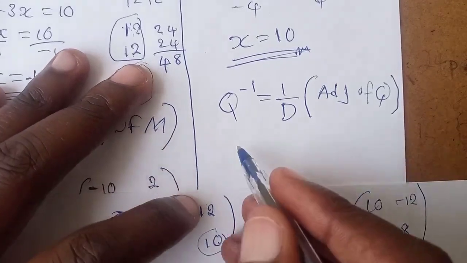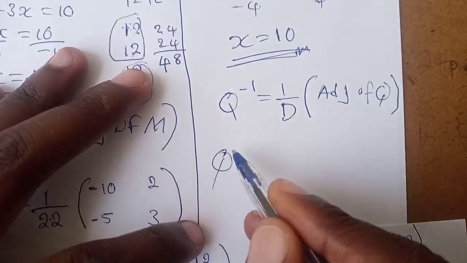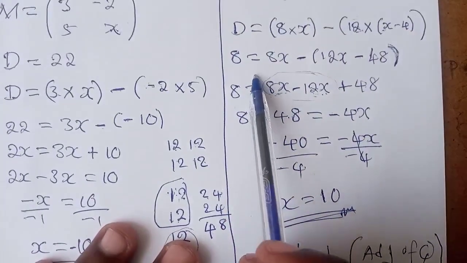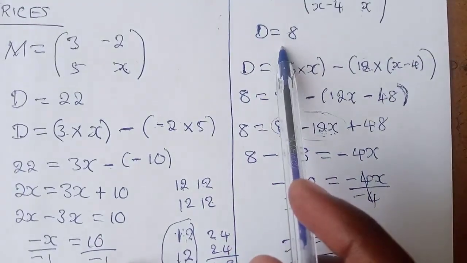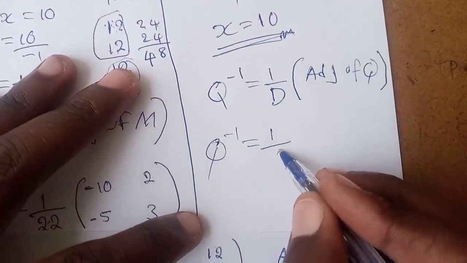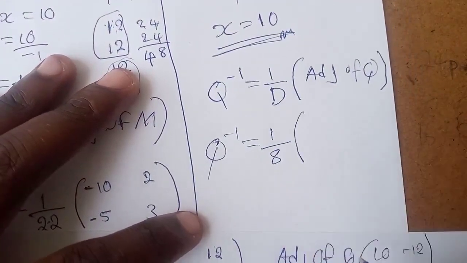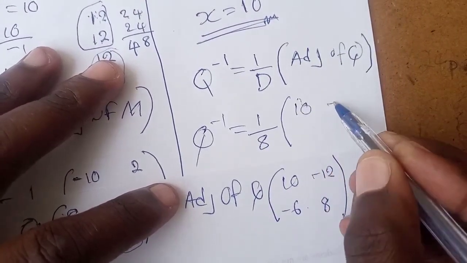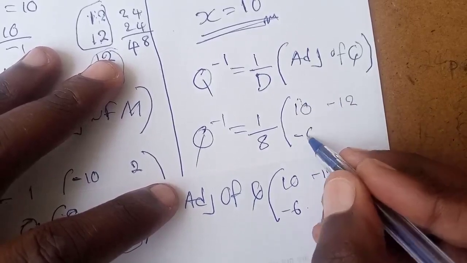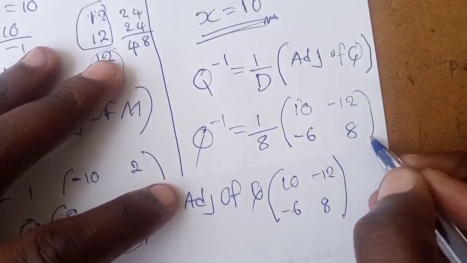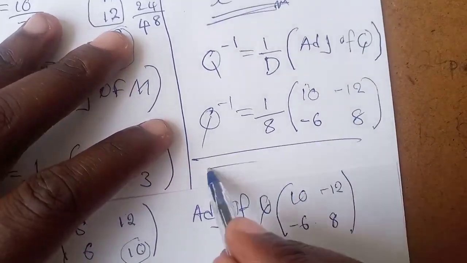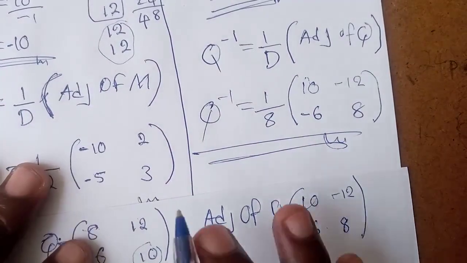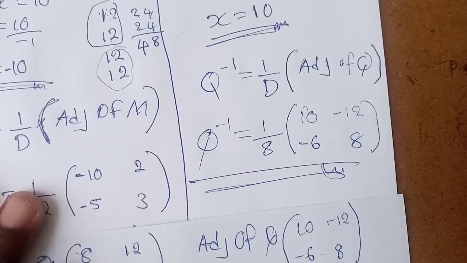Okay, so here you say inverse of Q. Inverse of Q is equal to 1 over the determinant. We are told that the determinant is 8. So put 1 over 8 multiplied by this, like that. As simple as that. 10, negative 12, negative 6, 8, like that. So this is the answer. From there, you've gotten your free marks.